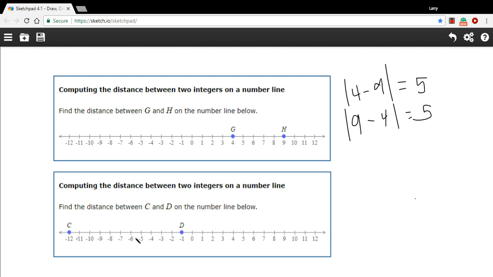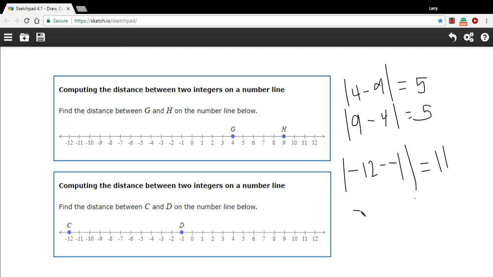So let's try that method down here with this one. We've got negative 12 and negative 1. So negative 12 minus a negative 1. Well, negative 12 minus a negative 1 is like negative 12 plus 1. So that's negative 11, and the absolute value would be 11.